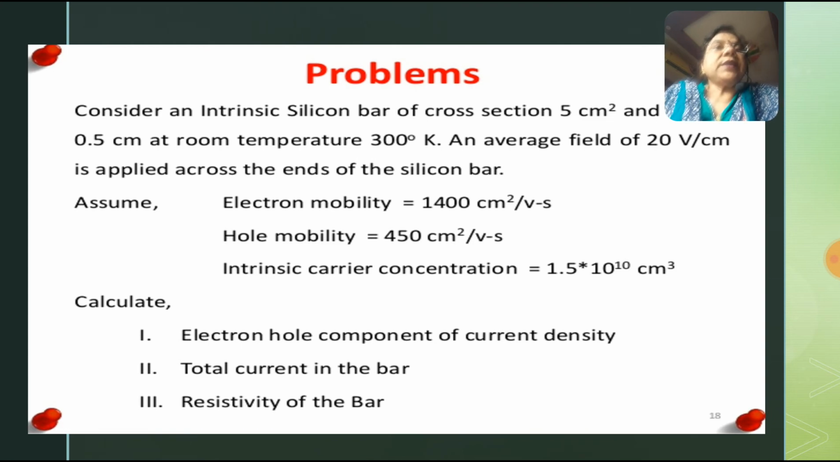Now here consider an intrinsic silicon bar of cross section 5 cm square and length 0.5 cm at room temperature, 300 degree Kelvin. An average field of 20 volt is applied across the ends of the silicon bar. Now you have to calculate the electron and hole components of current density, the total current in the bar, and the resistivity of the bar.